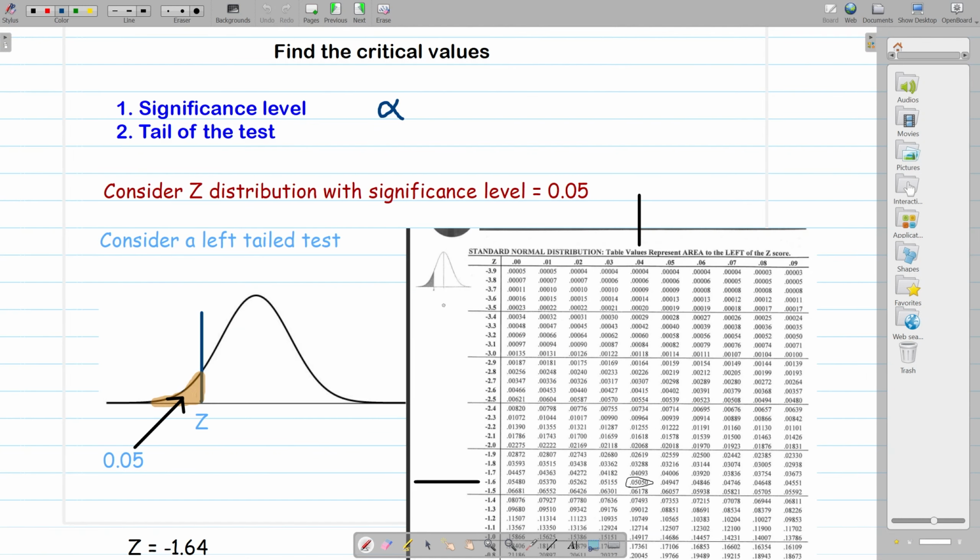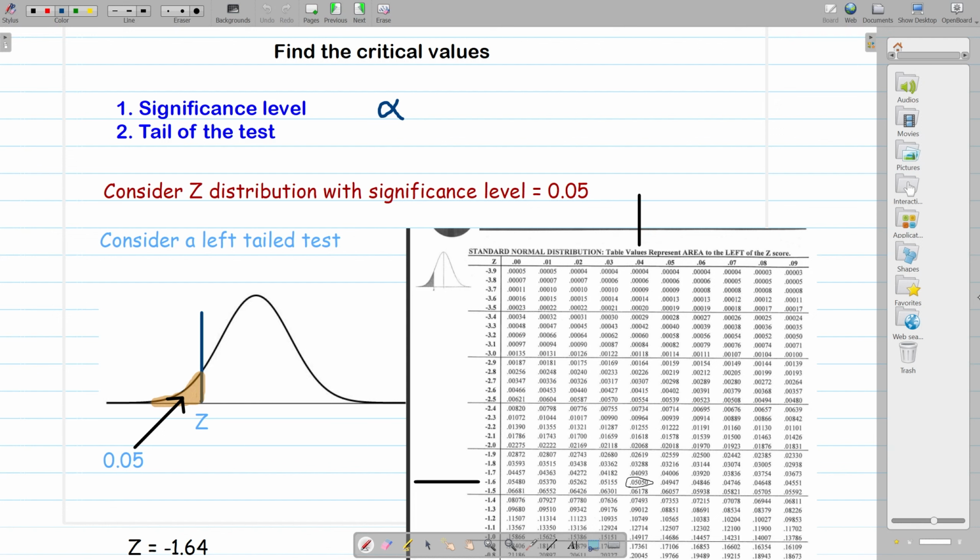Let's see how you can find the critical values. In order to find the critical values, you need two things. You need to know the significance level, alpha, and the tail of the test, whether it is a two-tail test, right tail test or a left tail test. At the beginning, you should know the value of alpha. Consider a Z distribution with significance level equal to 0.05, and think that our test is a left tail test.